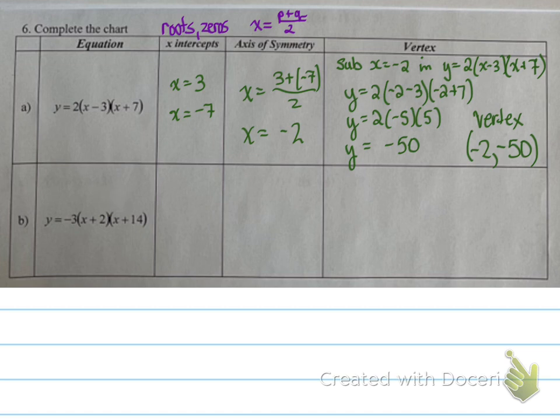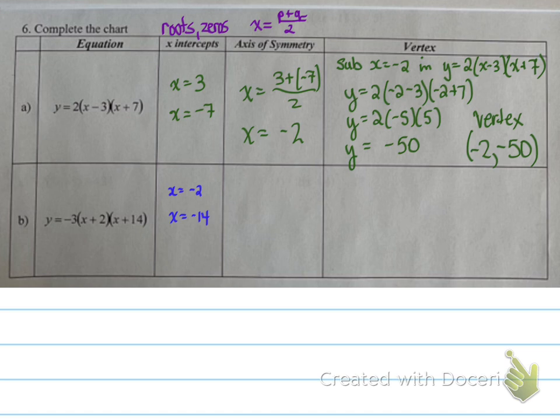So again, y equals negative 3, bracket, x plus 2, close bracket, x plus 14. We need to know the roots first, the x-intercepts, the zeros. That is x equals negative 2, which is the opposite of what we see in here, and x equals negative 14, which is the opposite of what we see here. So those are my roots.